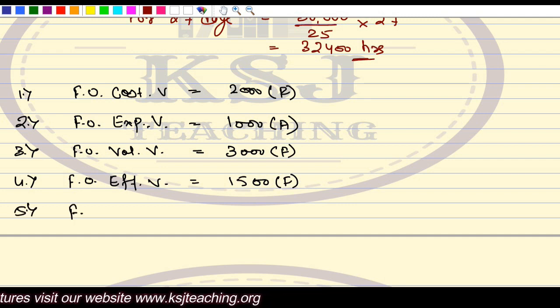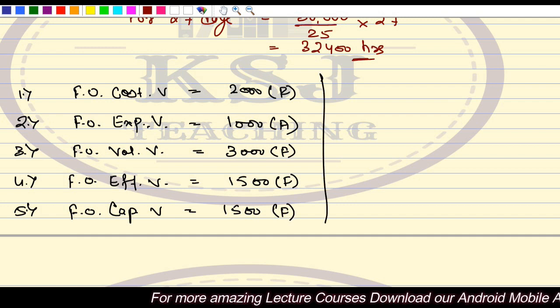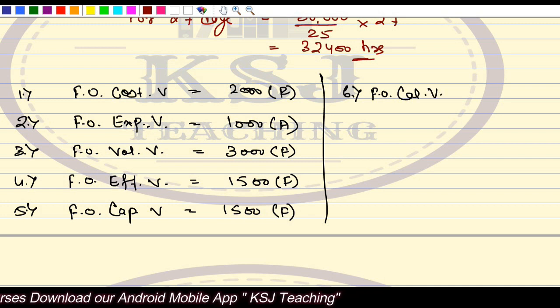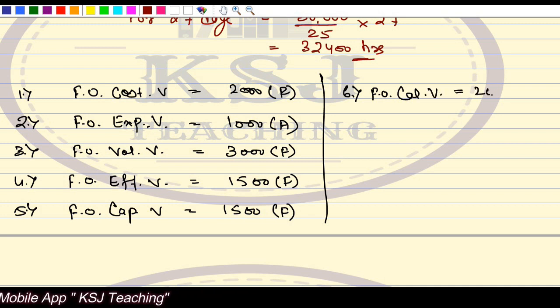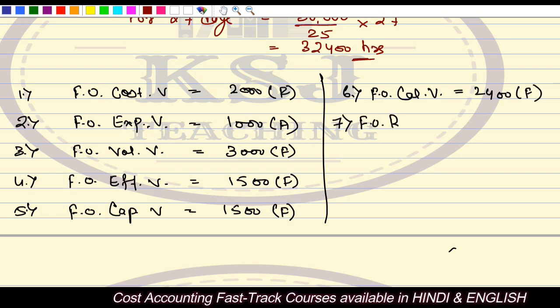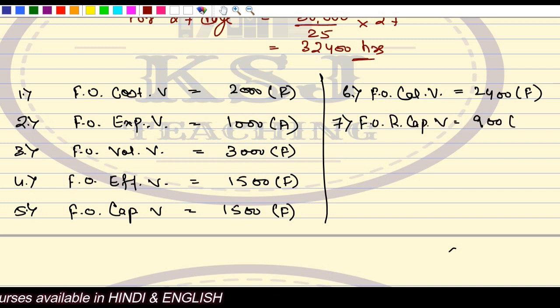Then we will have fixed overhead capacity variance. That will again be 1,500 favorable, right? Then sixth, fixed overhead calendar variance. Fixed overhead calendar variance will be 2,400 favorable. Then fixed overhead revised capacity variance, that will be 900 adverse. So these will be the answers, right?